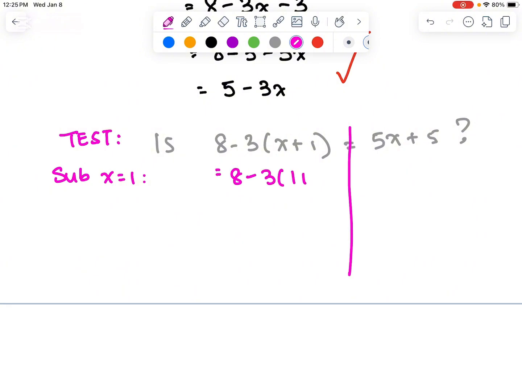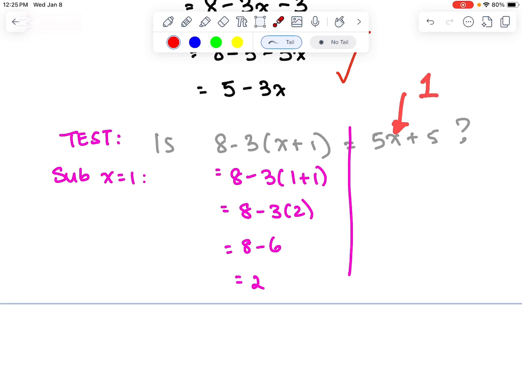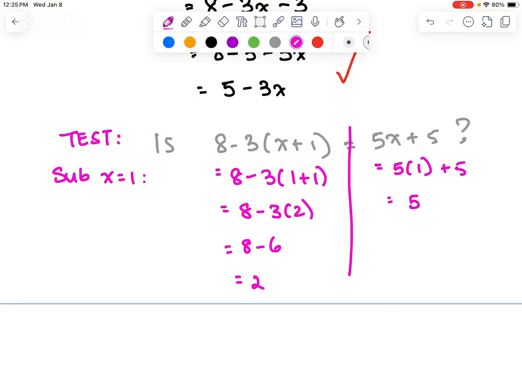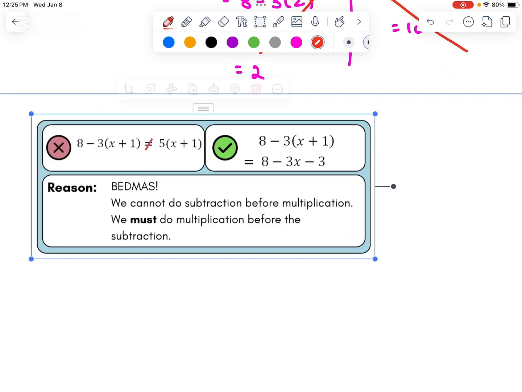So on the left-hand side, if I used an x value of 1, and again, I'm using BEDMAS here. In this case, I do have brackets or things within the brackets I can work on. And now I do my multiplication, and I should get an answer of 2. So if this equals this, then if I replace this x with a 1, I should also get an answer of 2. So let's double check this. 5 times 1 gives me 5 plus 5. Ooh, so those don't match up, so that's how I know this is not correct.